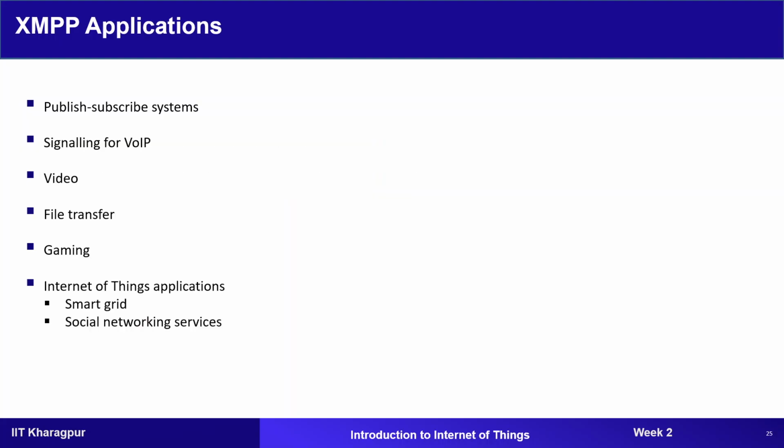The applications are it can be used in your publish subscribe systems such as in your MQTT. After that, it is used in signaling for VoIP, then in videos, file transfer, gaming, and in case of your Internet of Things, it can be used in your smart grid, social networking services, and etc.